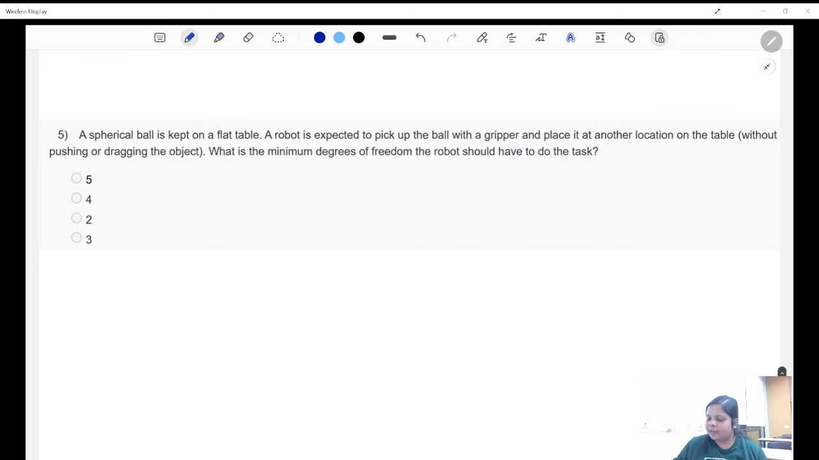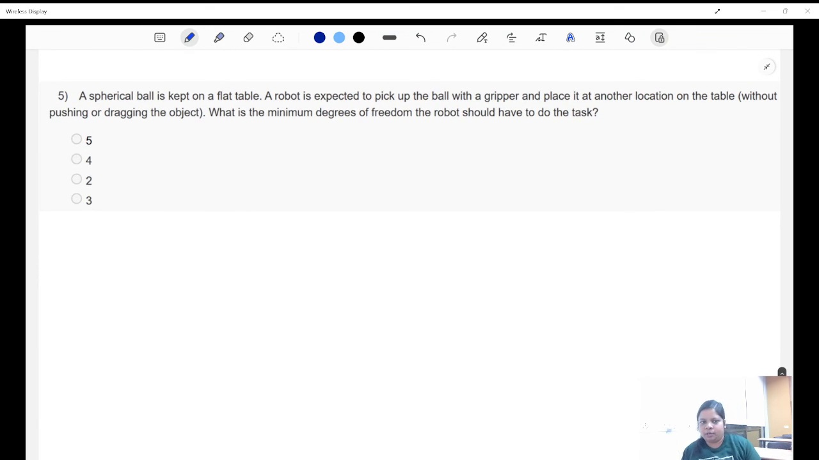A spherical ball is kept on a flat table. A robot is expected to pick up the ball with a gripper and place it at another location on the table without pushing or dragging the object. What is the minimum degrees of freedom the robot should have to do the task? There is a 3D space in which there is a spherical ball kept on the table. Now you need to lift that ball and put it at some other place. So what is the minimum number of degrees of freedom you need?